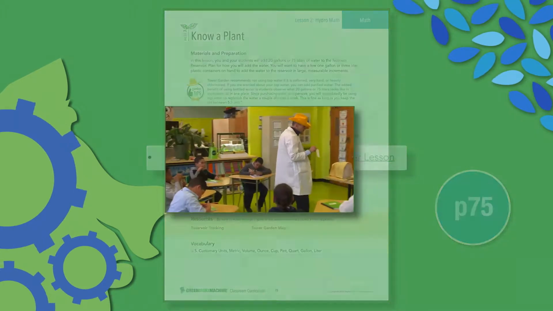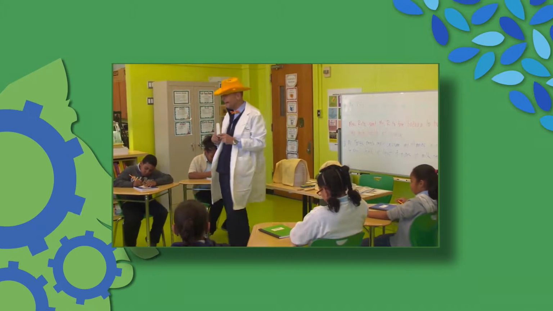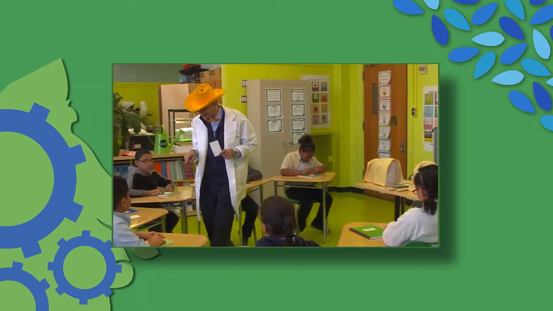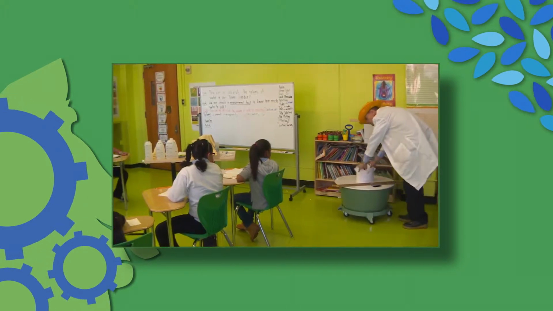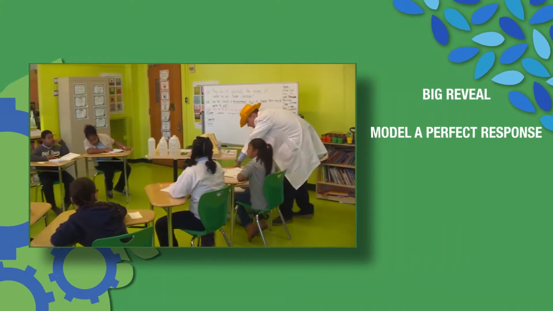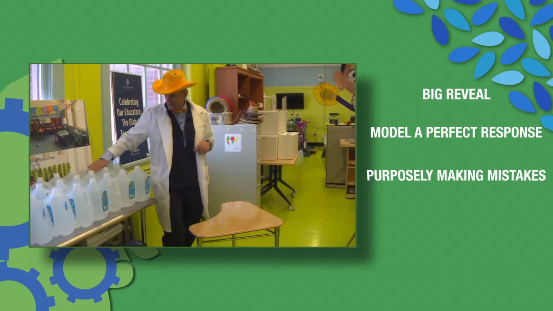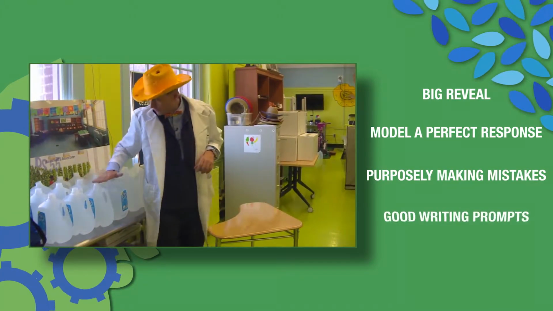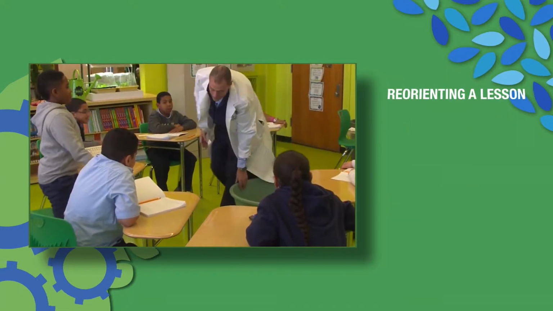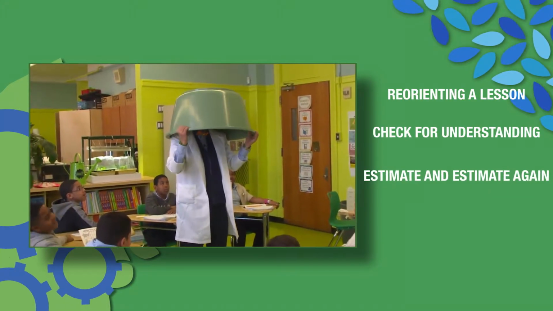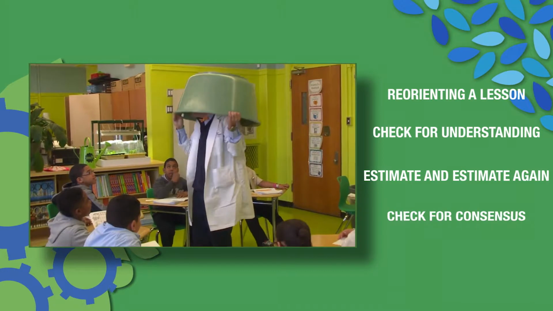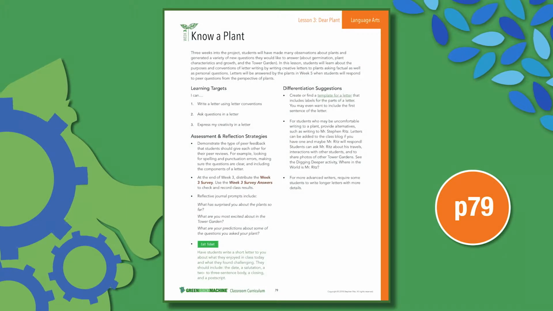In week 3's math lesson, it's all things hydro. I've included a link to a video for you to see how I would teach it to a 4th grade self-contained class. The great thing about this video is that it features a variety of teacher techniques, like a big reveal, modeling a perfect response, teaching by purposely making mistakes, giving good writing prompts, reorienting a lesson, how to check for understanding, asking to estimate and estimate again, and checking for consensus.